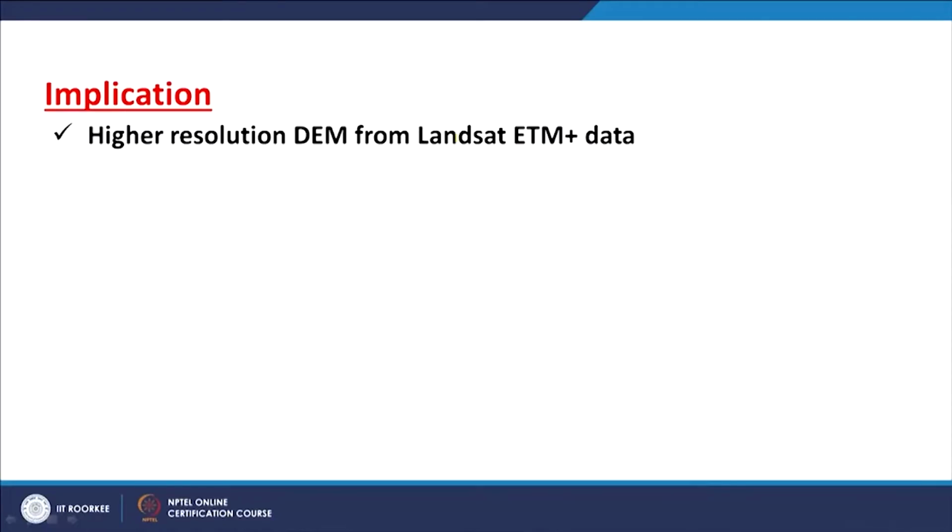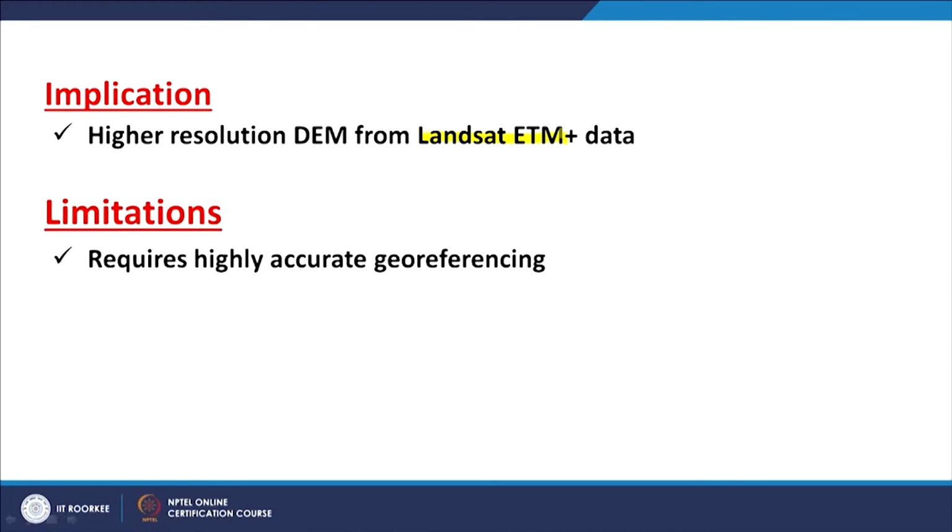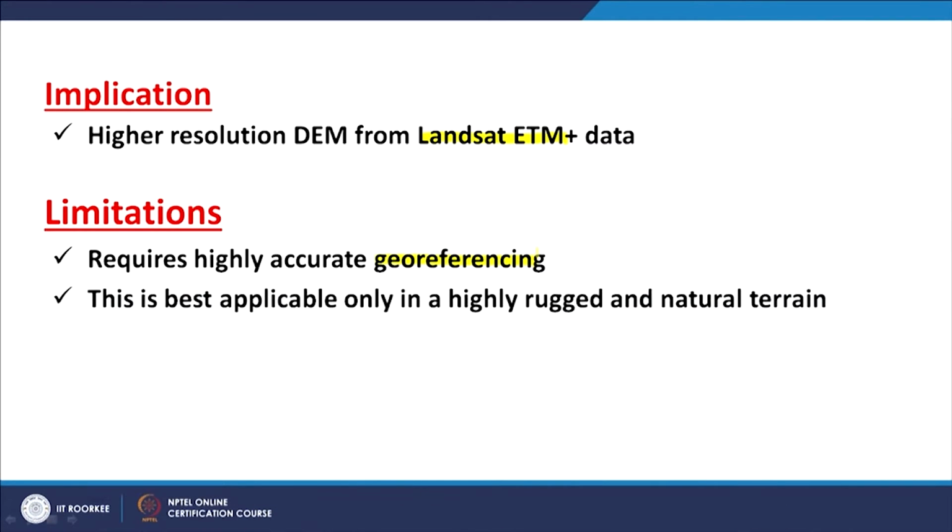So, for higher spatial resolution, as I have said, from Landsat ETM plus or the latest series Landsat 8 OLI, you can create a digital elevation model. And limitations, I have already said that since it is a relatively coarse resolution satellite image, which is NOAA HRR, the accuracy of georeferencing has to be very high. So, that is one essential requirement.